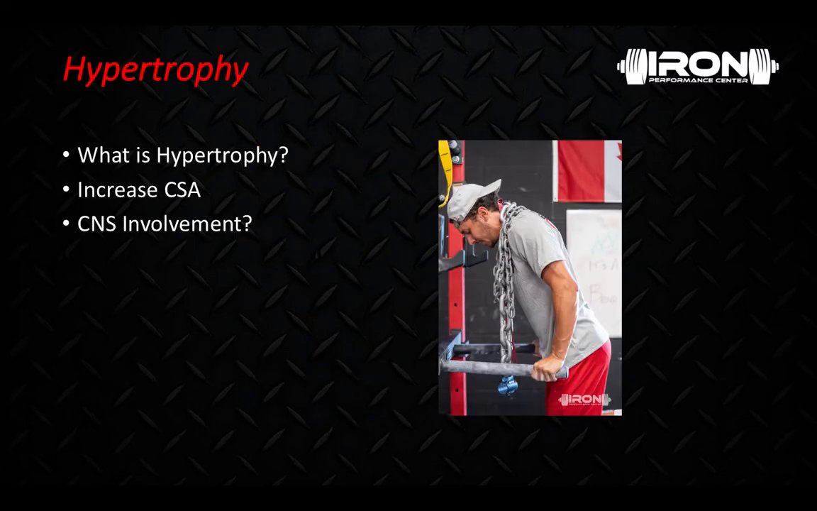So starting with hypertrophy. What is hypertrophy? Again, we're looking to increase the cross-sectional area of our muscles, in other words, becoming bigger, jacked, swole, whatever term you choose. Typically, we're working in the 65 to 80% range of our 1 rep max for 6 to 12 reps per set. Compared to the strength and power training we will cover coming up next, the CNS involvement in this type of training is much lower.